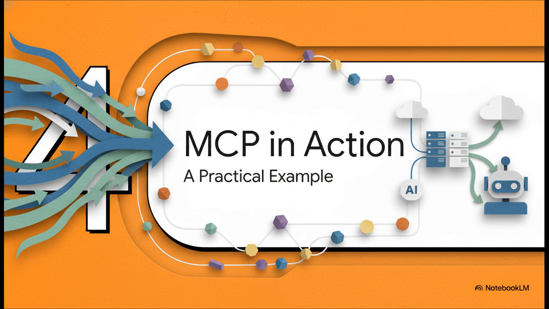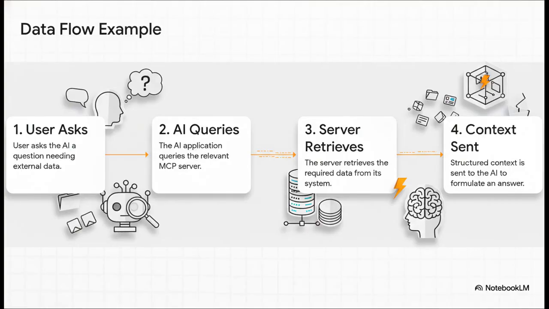Okay, that's all the theory, but what does this actually look like when it's working? Let's follow the data for a second and see MCP in action. Imagine you ask an AI assistant, hey, what were our total sales last quarter? The AI itself doesn't just know this live data. So it uses MCP to send a query to a server that's plugged into your company's sales system. That server then goes and gets the exact data from the database, and finally it packages that info into neat, structured context and sends it right back. Just like that, the AI has exactly what it needs to give you a perfect, up-to-the-minute answer.